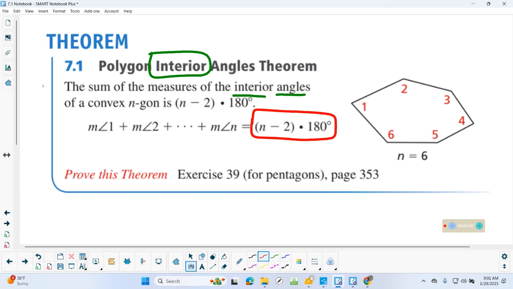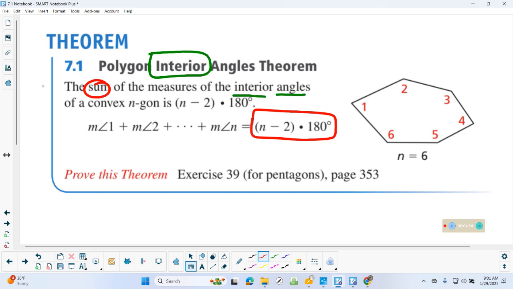So many good vocab words here, okay? Again, if I want to find, notice it says another key word here, sum. If I want to find the total of all the angles inside, I just take my number of sides. So on this one, there's 6 sides, of course. And you would do 6 minus 2 times 180. That would tell you how many total degrees are inside the polygon.